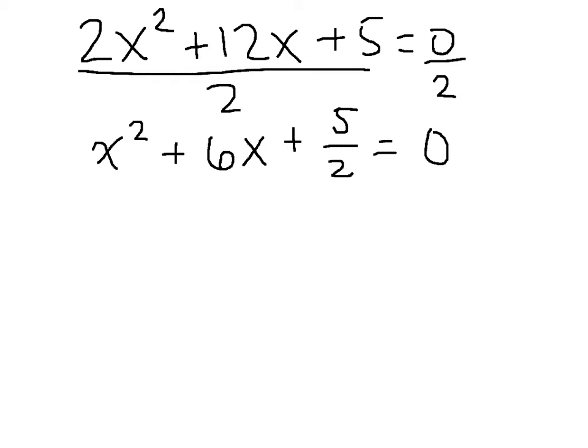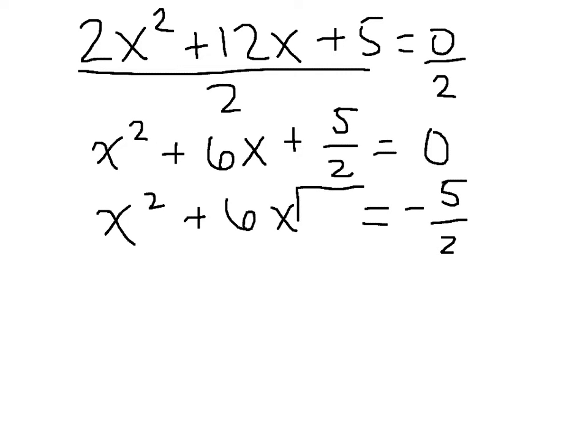The next thing I'm going to want to do is move this c value to the other side. So I'm going to subtract 5 over 2 from both sides. And I've left a space here because I'm going to need to fill in something on both sides in order to be able to complete the square.